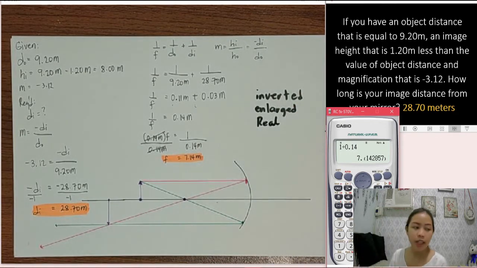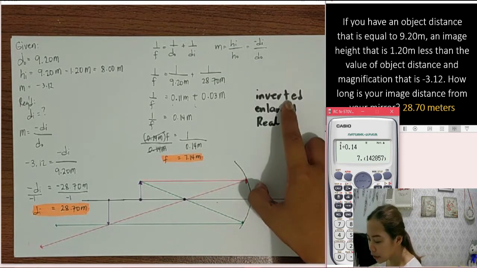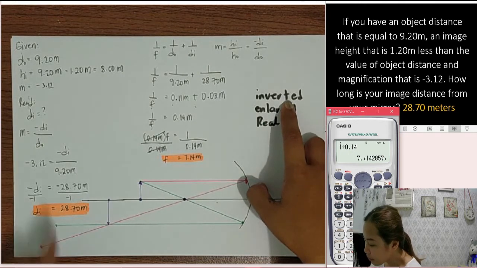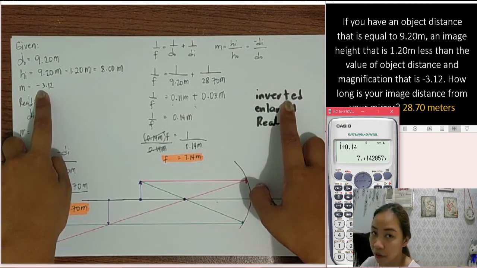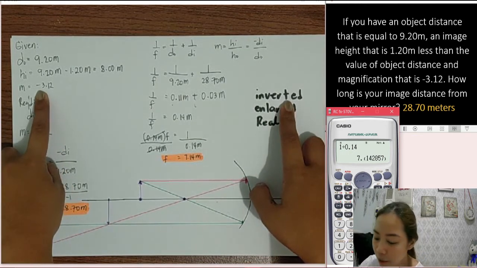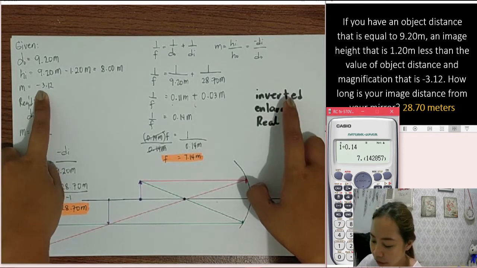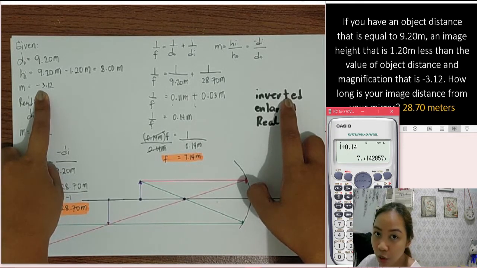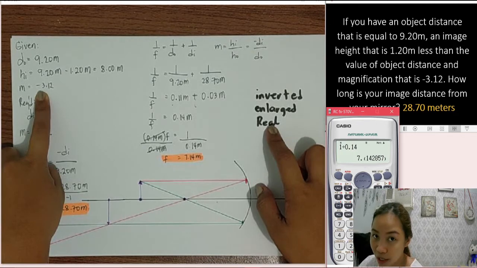Have inverted, enlarged, and real. Okay. So by taking a look at our values, how do we know that it is inverted, enlarged, and real? It is inverted because the value of magnification is negative. If you remember the graphic organizer, if the M is negative, therefore it is inverted. Since it is inverted, it means it is real.